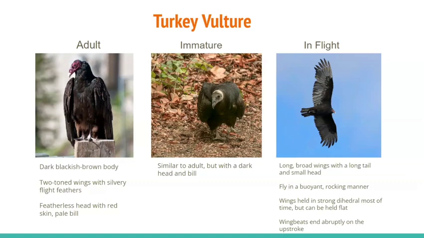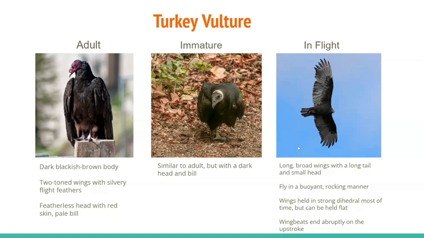You can also see these little growths on some vultures called tubercles. And you can actually identify individual vultures based off of the pattern of those tubercles. So for immature turkey vultures, they are very similar to adults, but instead of having that red head, they actually have a very dark head and a very dark bill. And on this one, you can actually see a little bit of that baby fluff right at the base of his neck.